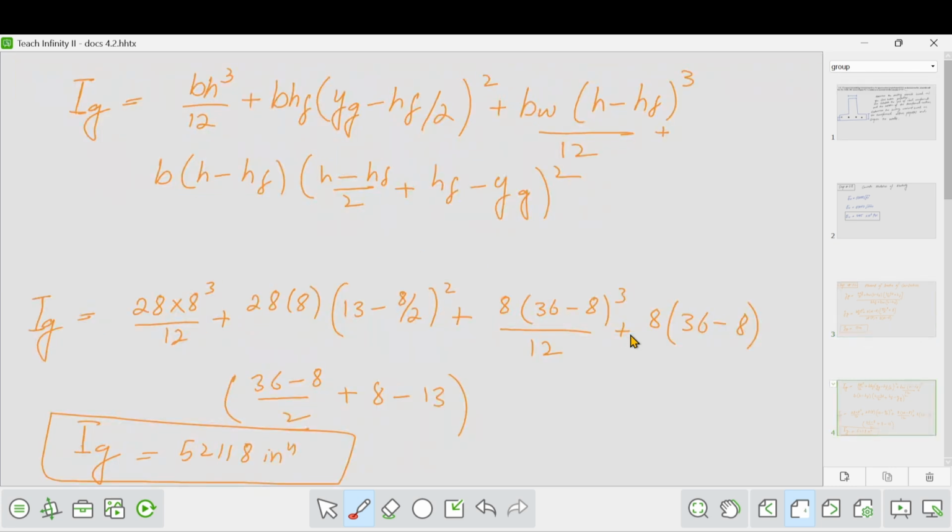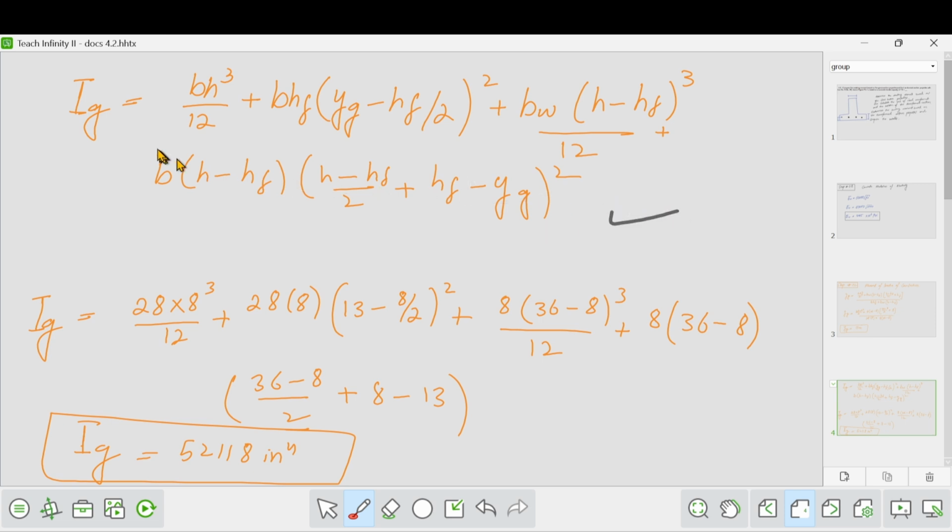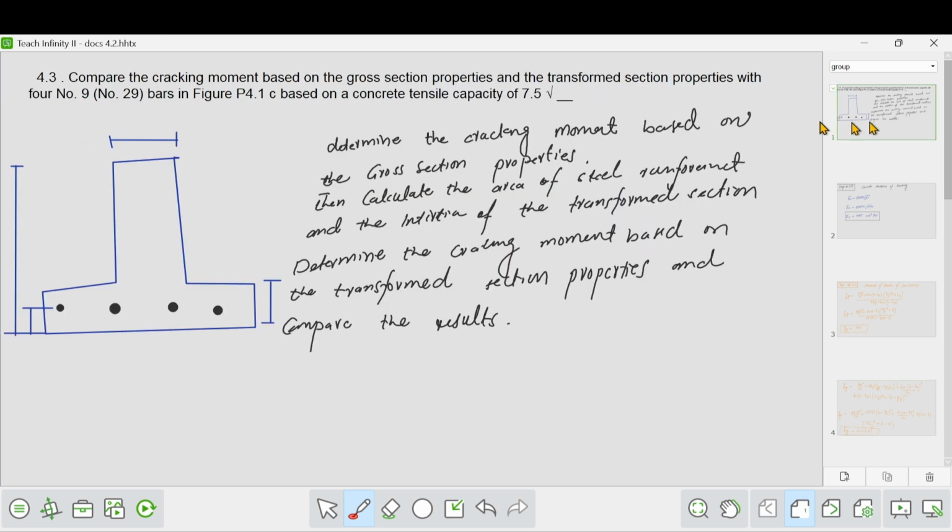Now I will determine the moment of inertia of the cross section. From the figure we have found that b is equal to 36 inches and h is equal to 24, and the height of the flange and the width of the web are 8 inches as well, and y_g, the centroid of the gross cross section we found above, is 13 inches. Now I will put the values in this formula. It is easy to find the moment of inertia from that figure.